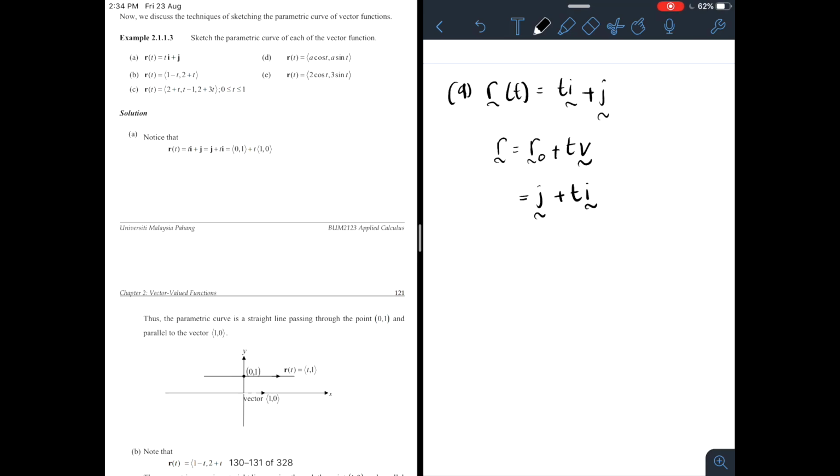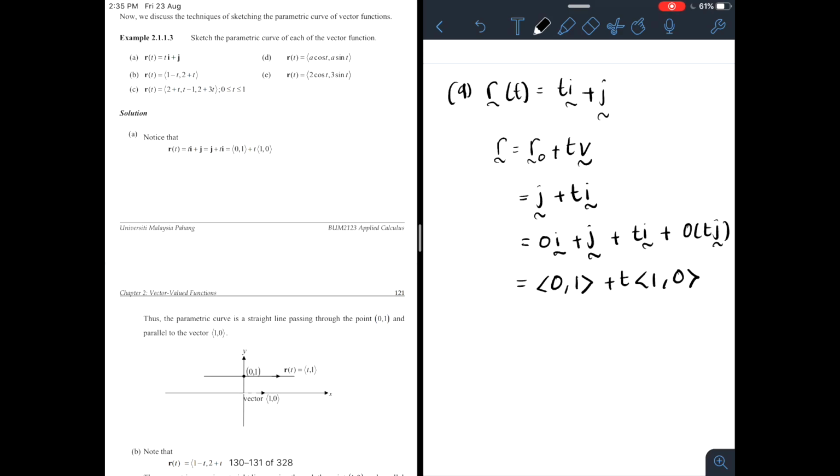So I can also represent my vector function in this way: 0i plus j plus ti plus 0 times tj, and then I will have (0, 1) plus t(1, 0). I am writing it so that the vector that is associated with t is in one place and the vector that has no connection with t is in another place. So I will have this information.